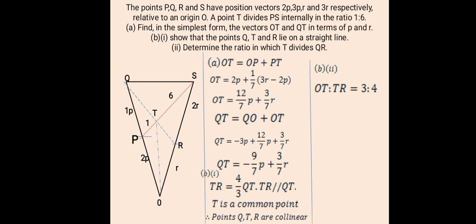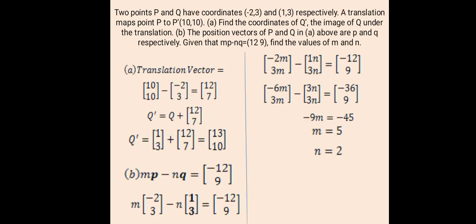A. Find in the simplest form the vectors OT and QT in terms of p and r. B. 1. Show that points Q, T and R lie on a straight line. 2. Determine the ratio in which T divides QR.